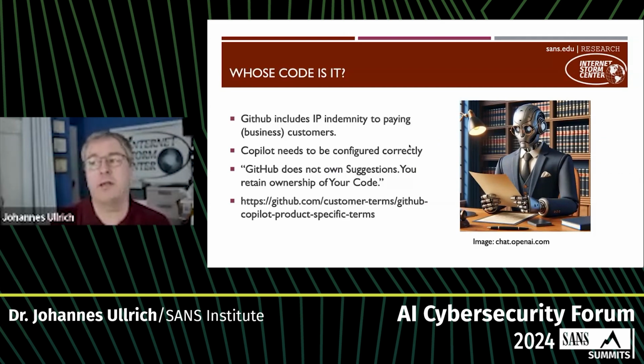Now, when you're using a tool like Copilot, who owns the code? You didn't write the code, Copilot wrote the code. Well, luckily, GitHub is pretty explicit here that you own the code. It even indemnifies you if you're a paying customer. And the problem here is, again, a little bit like the problem that OpenAI had, and a lot of these models have these days: what training data did they use?